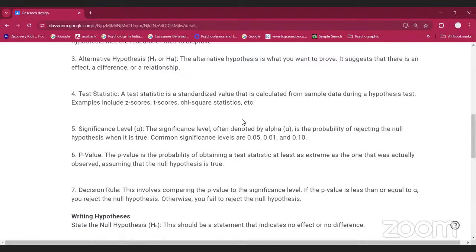Okay, after the hypothesis, you have to prove whether there is some effect of the independent variable, whether there is any relationship or not, whether there is any association between the two categorical variables or not. For that reason, we can do some test statistic like T statistics. We can use the correlation, we can use the chi-square statistics, etc.